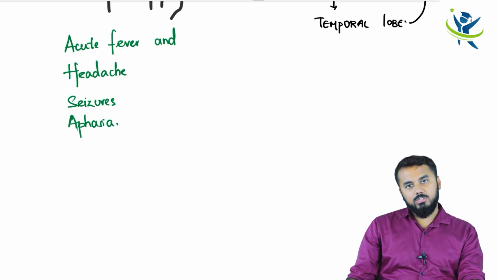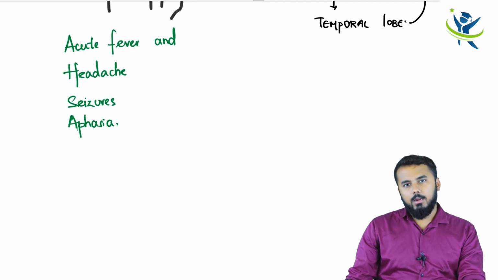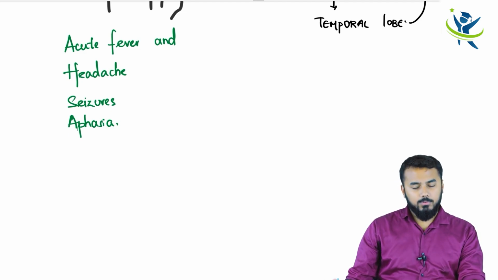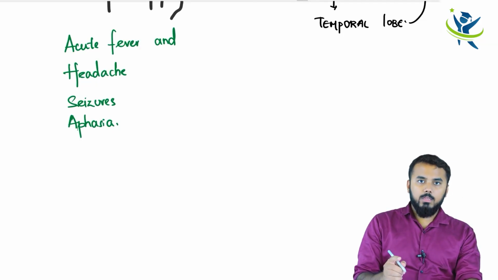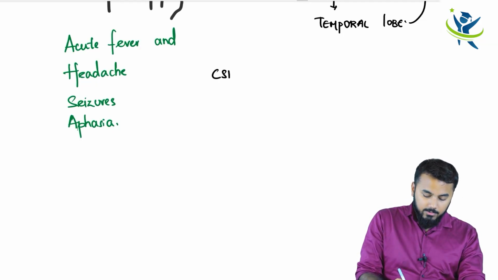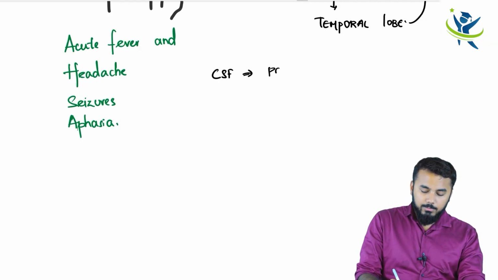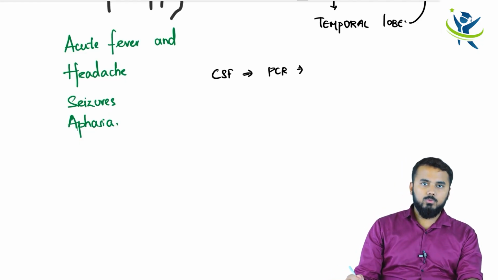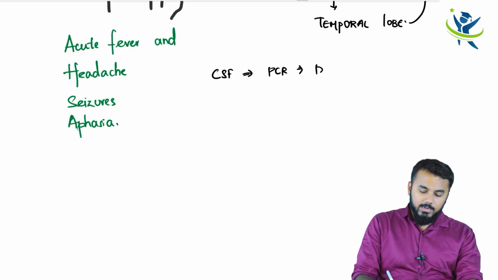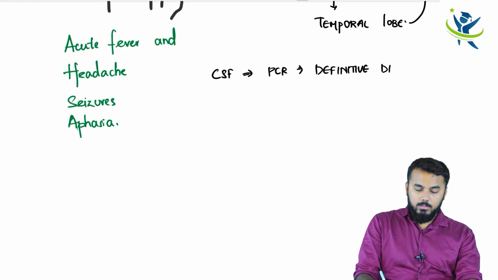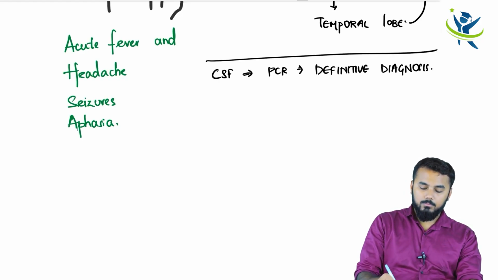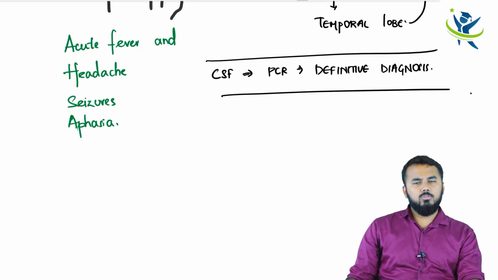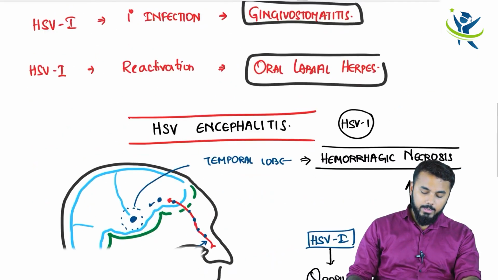As this infection is infecting the brain, it would also infect the CSF. So the gold standard would be to take a sample of CSF and do a test called the PCR test. In the PCR test you would find the DNA of this virus. Okay. So this would be the definitive diagnosis. So this is all you need to know regarding the topic HSV encephalitis, guys.